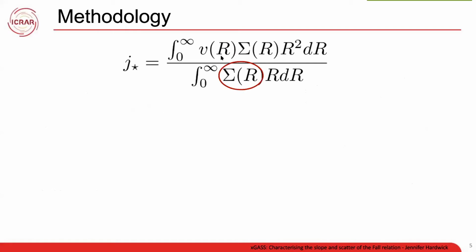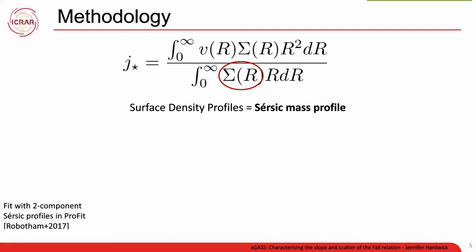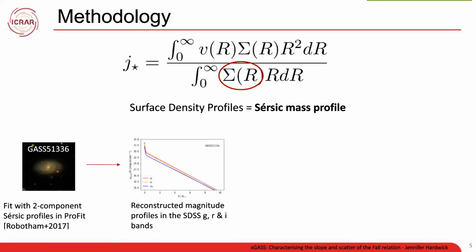So for the surface density profile, we use a Sérsic mass profile for our study. This is an example galaxy from xGASS, and we fit two-component Sérsic profiles using a Bayesian light fitting tool, ProFit. We then reconstruct magnitude profiles, where this galaxy in particular is a two-component galaxy, so there's a contribution of a bulge and a disk. And we have these for the SDSS bands g, r, and i.